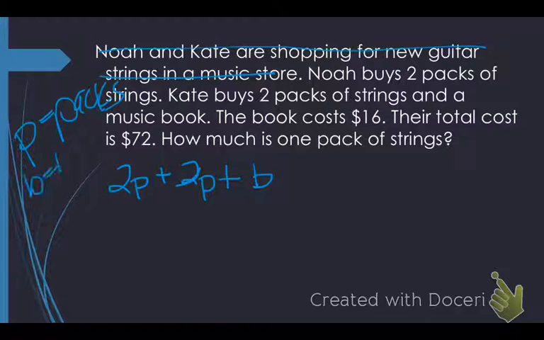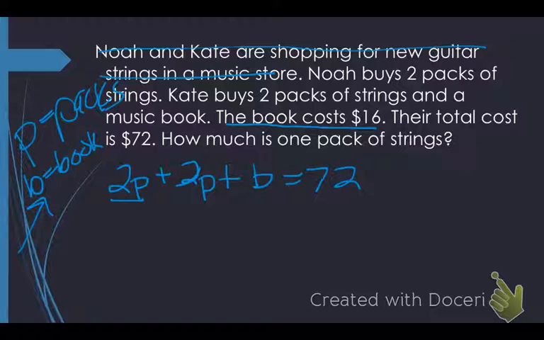B is book. I do want to remember that as I set up these word problems, it is always a good idea to write down the variable and what it stands for. And in fact, later on this year, we will be a little bit more picky about that, especially because they give you points for doing that on iStep. All right, so as we continue forward here, 2 packs of strings for Noah, plus 2 packs of strings for Katie and her book. Does tell me that the book costs $16, so I will substitute that in, and that the total is $72.